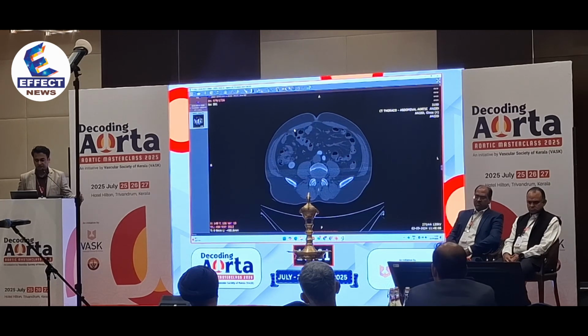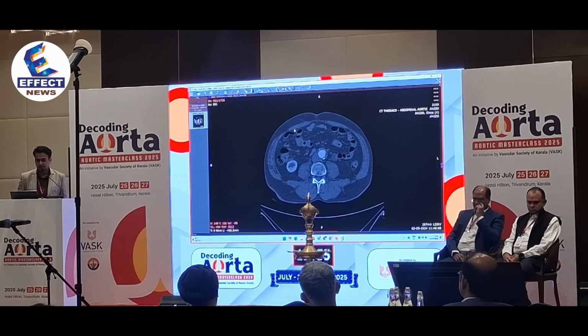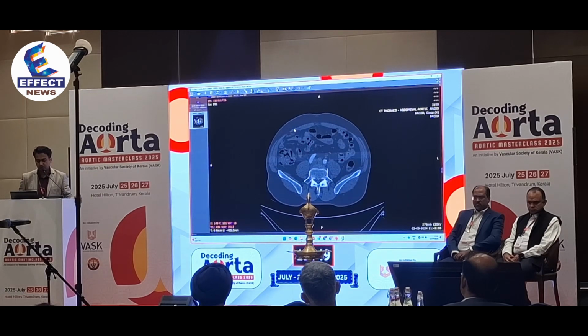And then at the bifurcation, the aneurysm ends. Again, the measurement is about 1.7, and we got a 1.9 at the infrarenal neck. So you can use about an 18 mm tube graft for this repair. And the iliacs are normal.